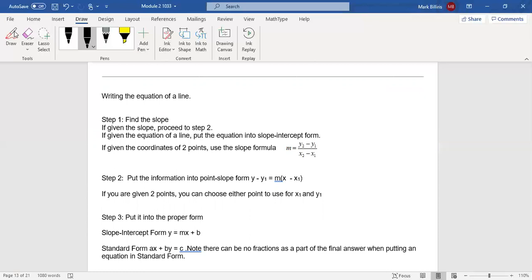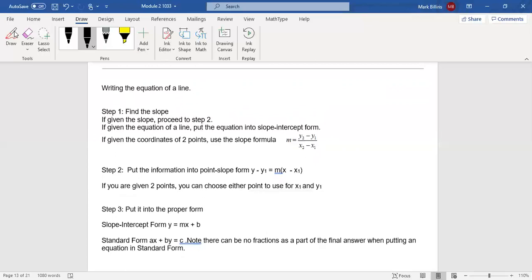Step 2, put the information into point slope form. So point slope form is y, which is just the variable y. It's not a value, it's just y, minus y sub 1, which is a value that will be given in the problem, equaling m, remember, is your slope, times the quantity, so inside parentheses, x, and that's the variable x, minus some value that will be given. Okay, so the x and y that don't have that sub 1 with it, that will just be x and y, no numbers. But the x sub 1 and y sub 1 will be values that you'll take from the given problems.